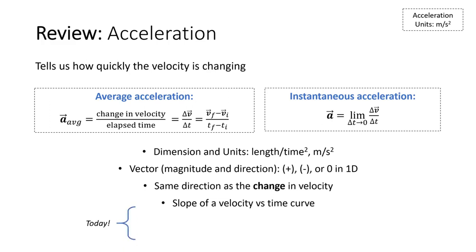And then two things that we're going to talk about today that we didn't quite get to in the last video lecture. It turns out that the direction of the acceleration is the same as the direction of the change in velocity. So it's not necessarily the same as the direction of the velocity, it's the same as the direction of the change in velocity. So we're going to spend a bit of time on that. And then we're also going to spend some time thinking about how to relate the acceleration to velocity versus time curves. And it turns out that the acceleration is just the slope of a velocity versus time curve.